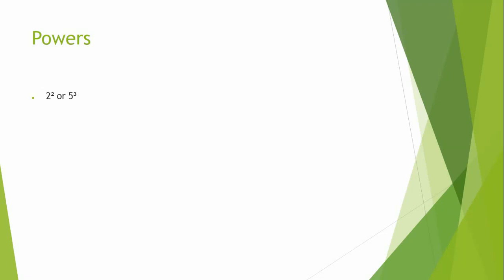What this notation means is, 2 raised to 2 means we multiply this 2 twice. 5 raised to 3 means 5 multiplied by itself 3 times. The power of 2 is also known as a square. So this means 2 square, and the power of 3 is also known as cube. So this means 5 cube.